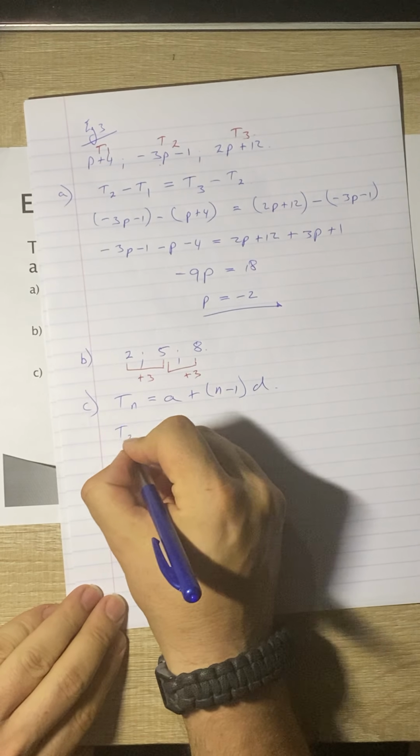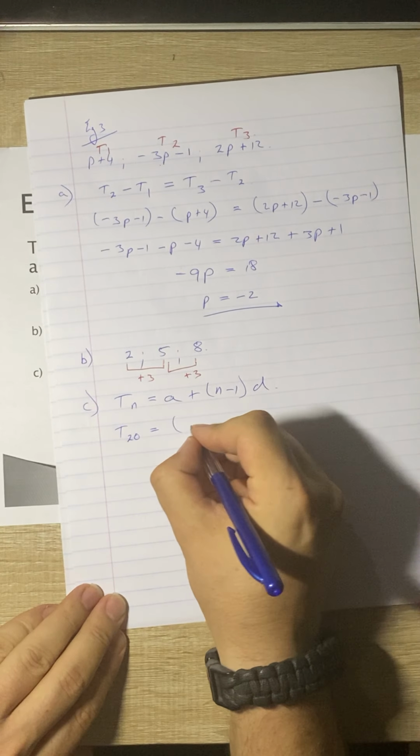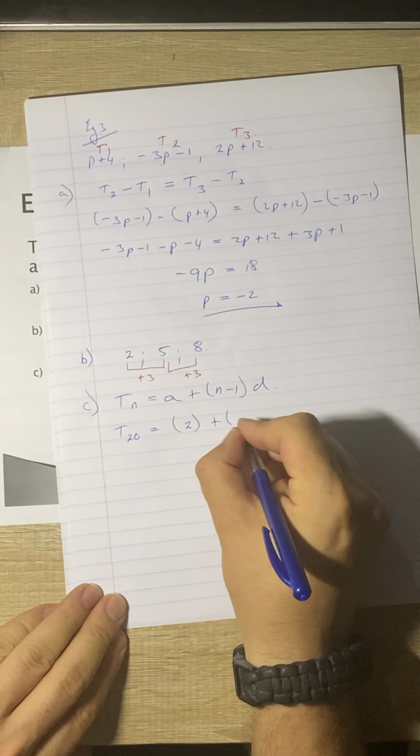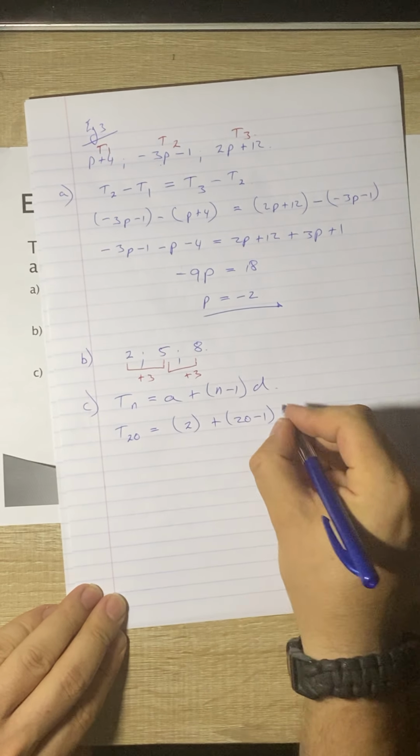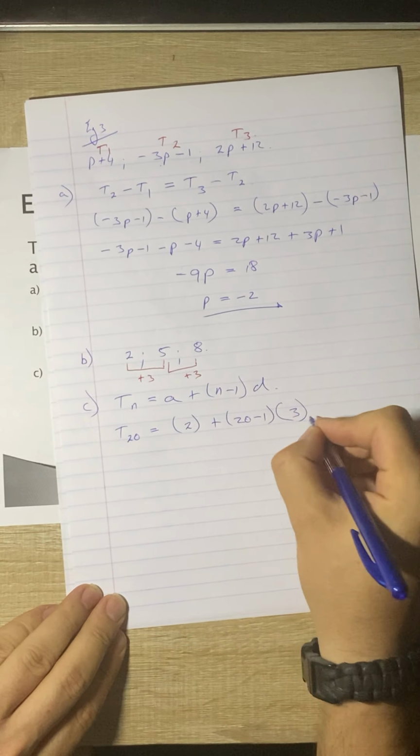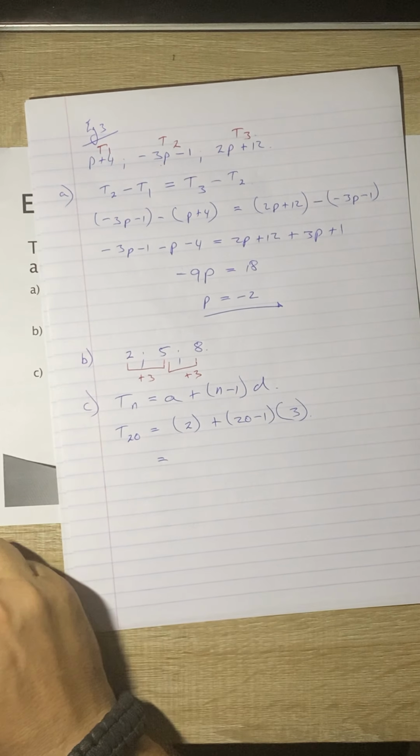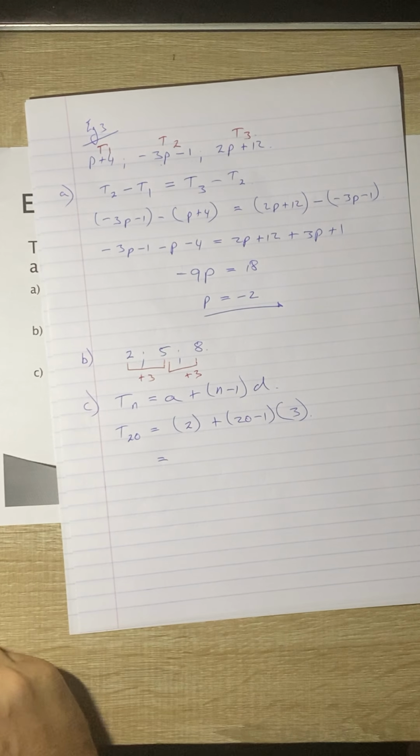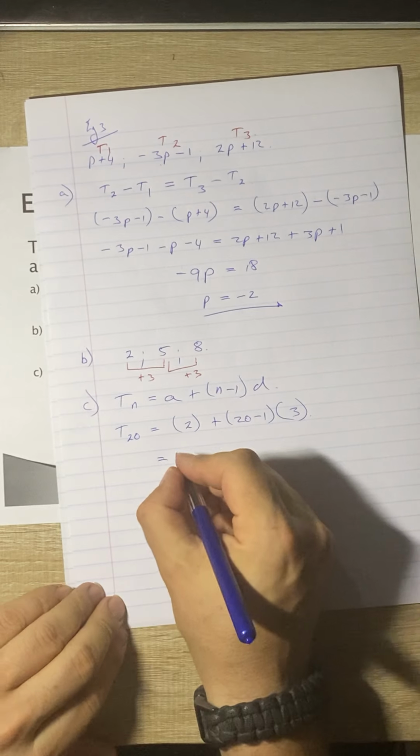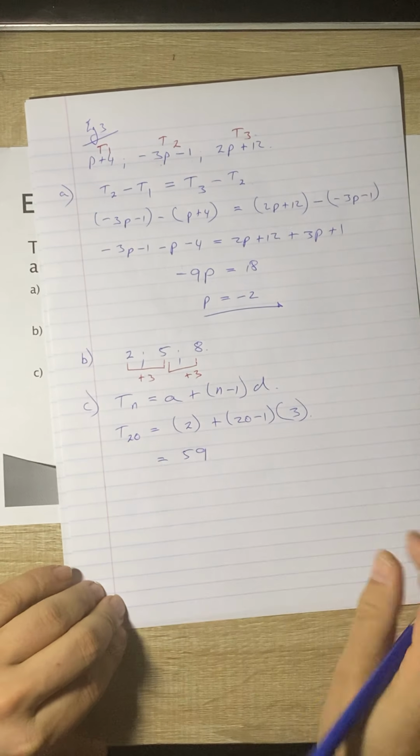So T20 is equal to, our a is 2, plus 20 minus 1, and our d is 3. We can just plug that in the calculator, and we get our 20th term is 59.